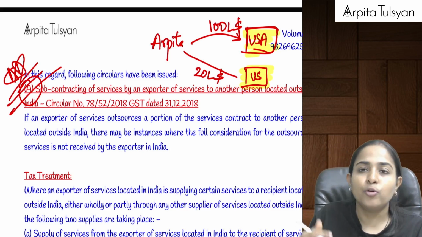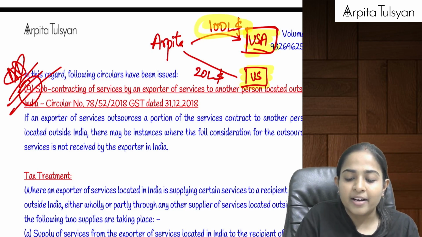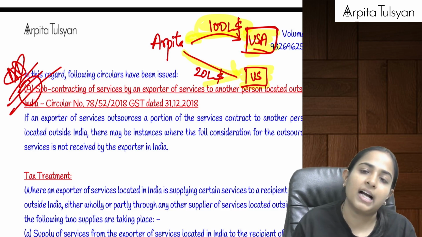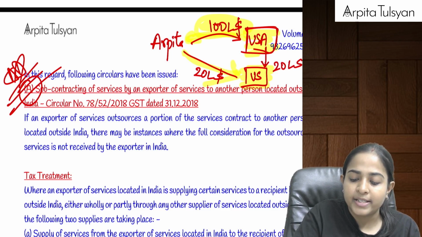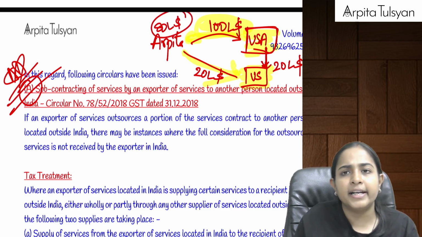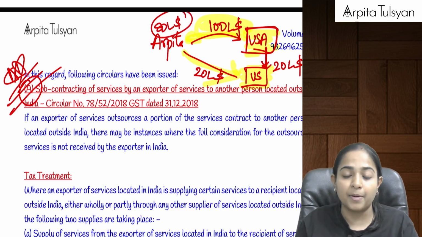Now, I took the permission of the RBI and I asked the RBI, sir, I am going to receive 100 lakh US dollars from USA and then I have to pay 20 lakhs to USA again. Can my US client directly pay 20 lakh USD to that US person and pay me the balance 80 lakh USD here in India? RBI said, okay, no problem. Taking permission is mandatory.